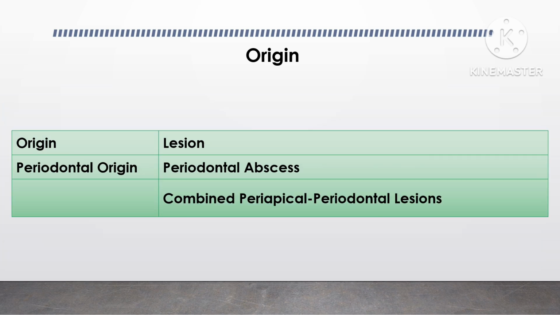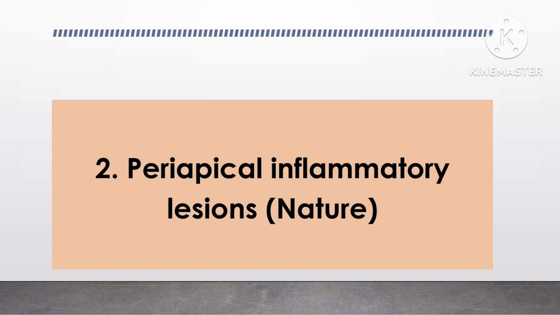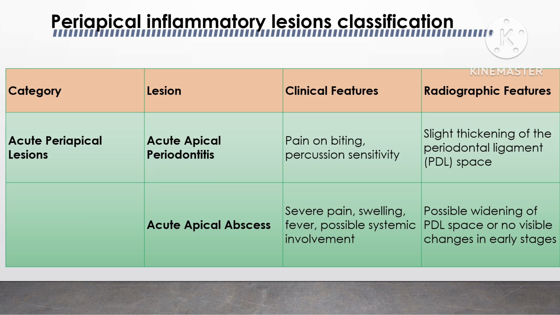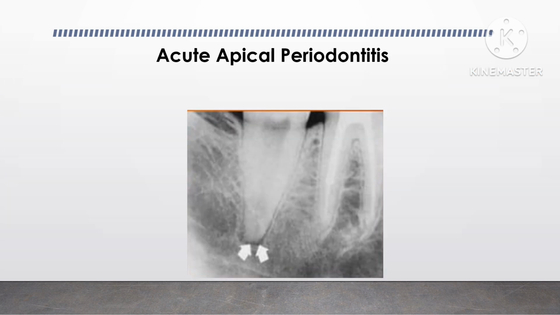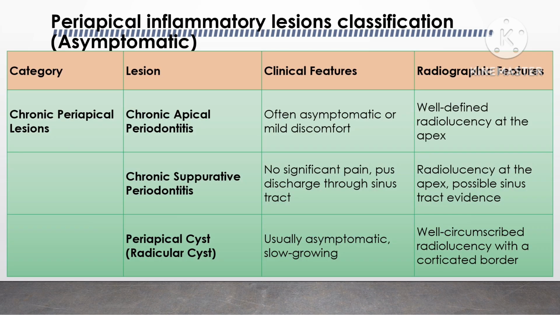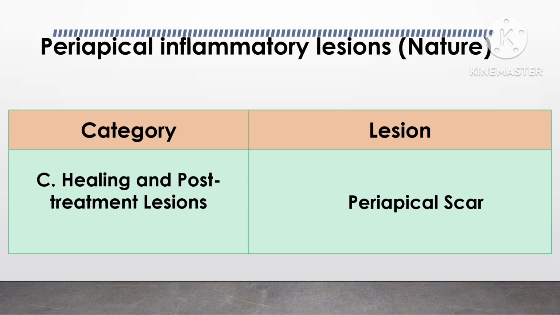Based on the nature of the inflammatory response, we can divide them into acute periapical lesions and chronic periapical lesions. Here again I have provided a list of the diseases or lesions which are associated with the acute and the chronic periapical lesions. Please go through the list once. The third lesion in this category is the healing and post-treatment lesion, which is a periapical scar. There is a formation of fibrous tissue after treatment or healing. It is asymptomatic and stable, and radiolucency without progression is diagnostic of periapical scar.